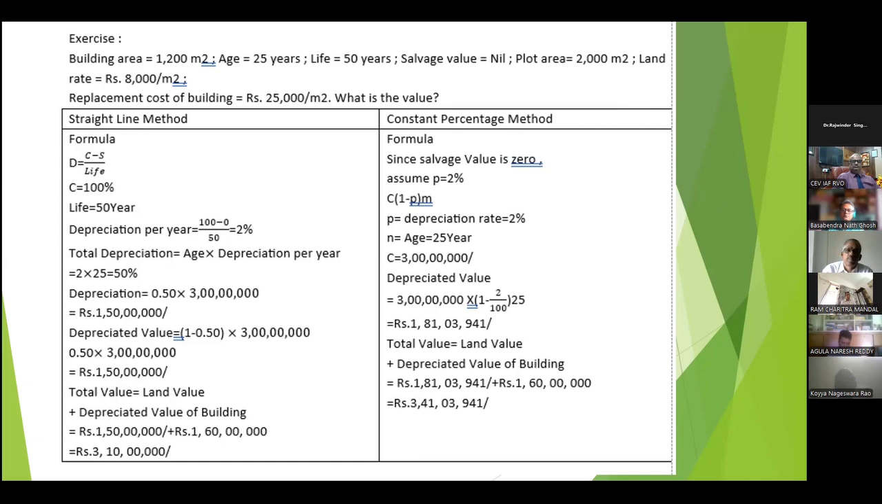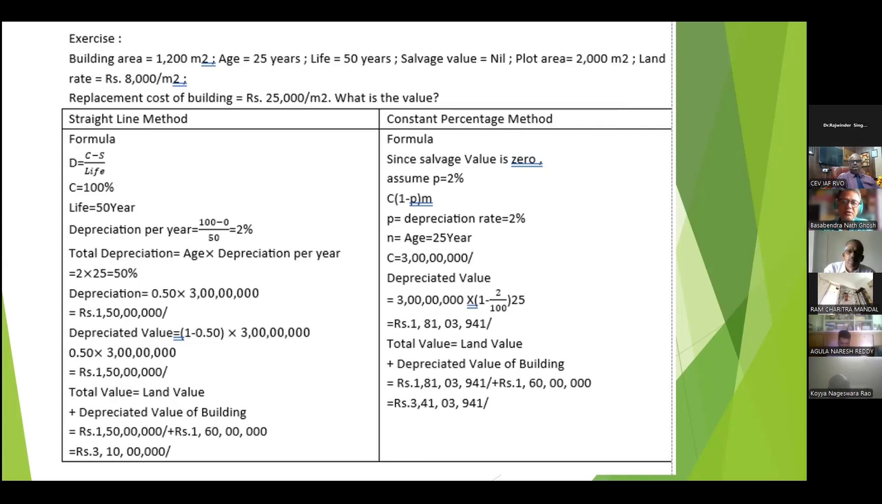So it will depend upon the purpose, and situation to situation. If you are doing it for certain other purpose, say for net worth calculation of the owner, then of course you can use this method, the constant percentage method. So it will depend upon the purpose.